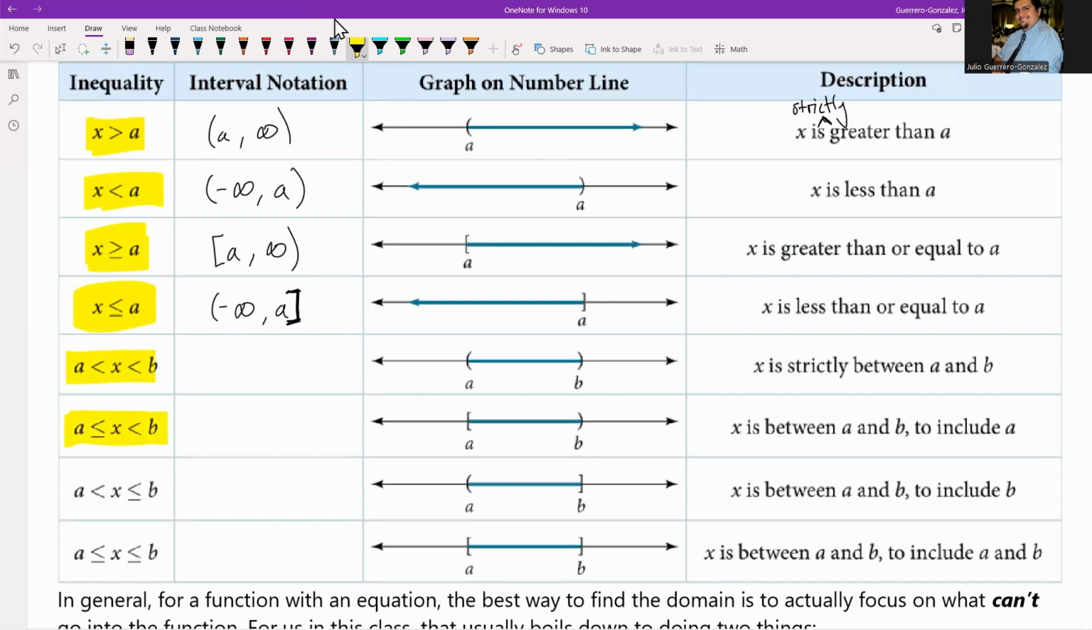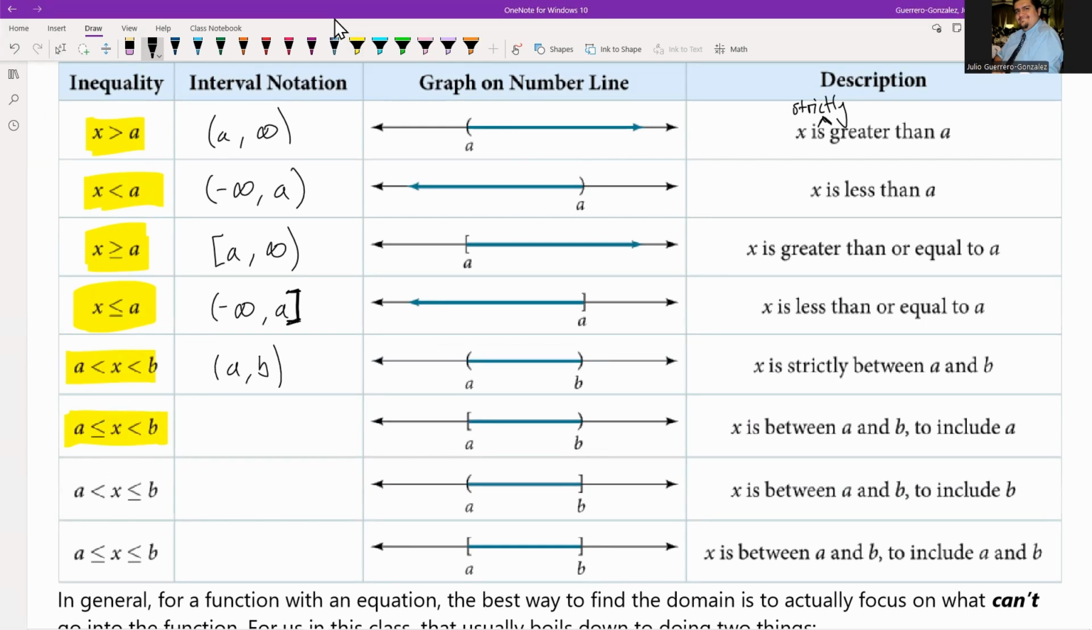Suppose we want all the numbers between A and B. Let's do the first one first. Suppose we want all the numbers between A and B, but we don't want either side. We don't want A or B specifically. We want everything between A and B, but not either of the endpoints. The way that we would write this out would be this. A comma B.